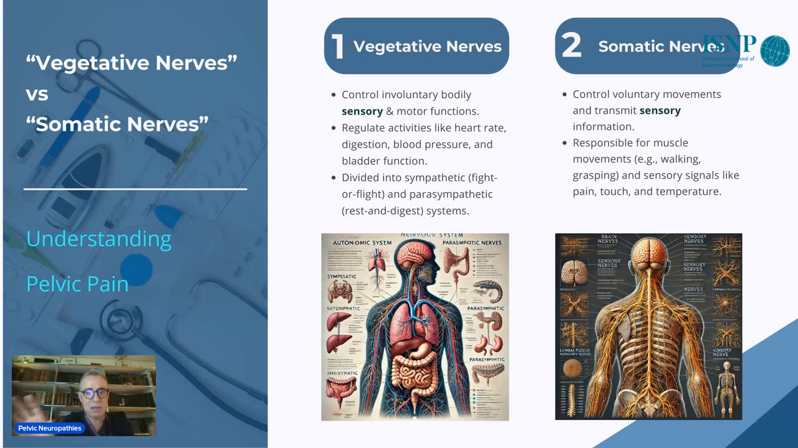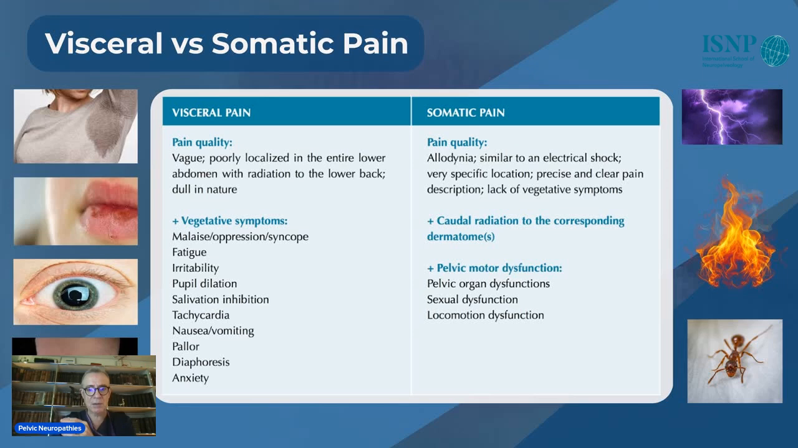Both groups of nerves work in both directions. In the direction to the brain, they are called afferent nerves. In the direction to the periphery, to the leg, to the pelvis, these nerves are called efferent nerves. And to understand pain, you have to understand that. If you have an issue of the vegetative nerve, the patient will suffer from vegetative pain, or what we call visceral pain. If you have an issue with the somatic nerve, you will suffer from somatic pain.